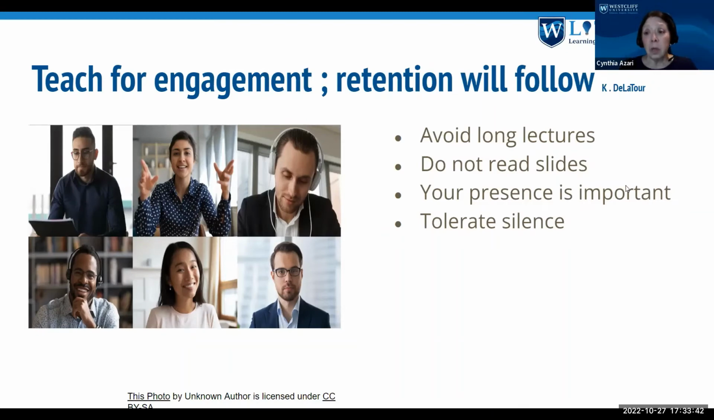Teach for engagement. Retention will follow, because if you've been actively involved in that, what's your retention rate? What's most memorable? Things that you sat on the side and watched, or things that you were involved in? It's the same thing for students. So avoid the long lectures, give short pieces, and then stop and talk with the students. Stop sharing your screen, talk with the students.